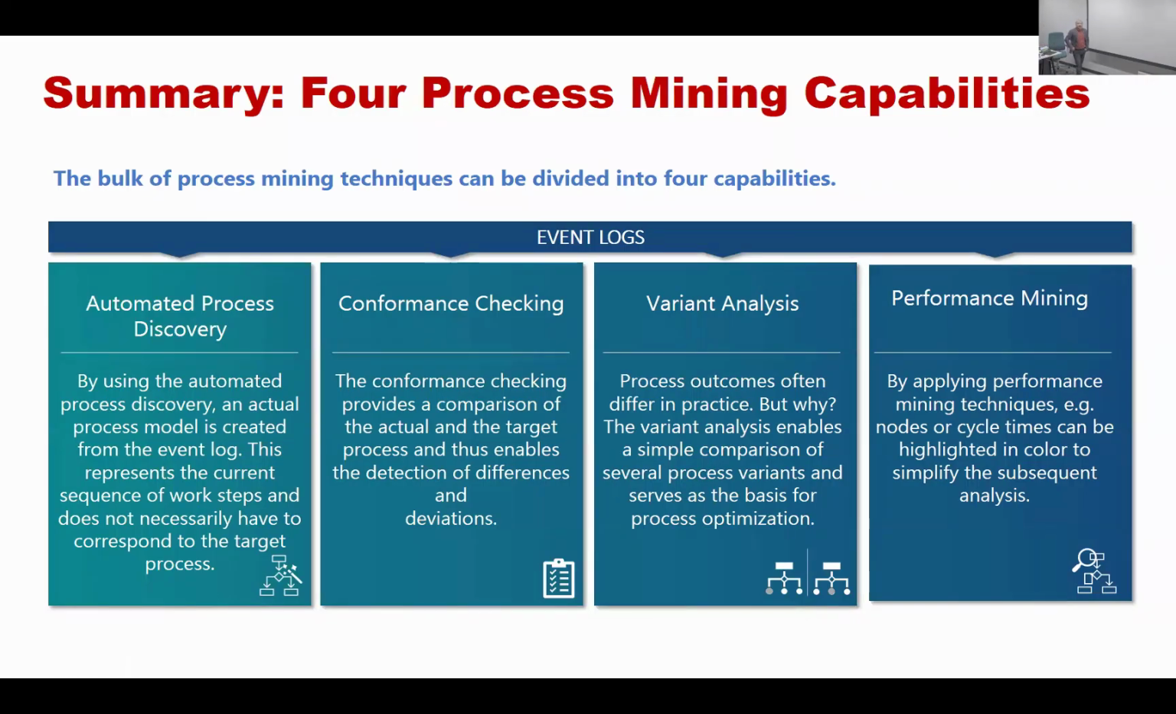So to summarize, we have taken a very small tour through the 4 capabilities of process mining: automated process discovery, discovering process maps or process models from an event log; conformance checking, checking the compliance of a process against certain normative processes or compliance rules; variant analysis; and performance mining, as explained here.